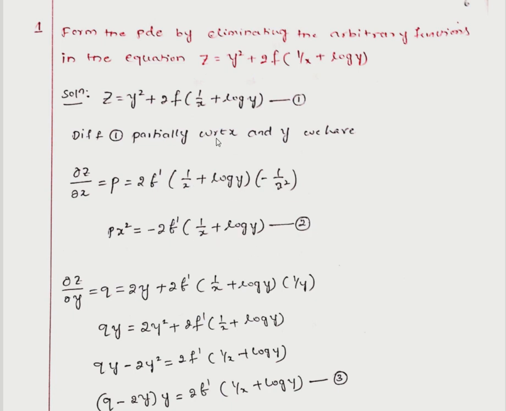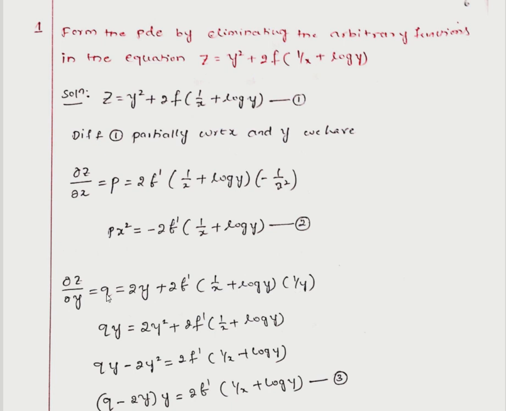Call this equation 2. Similarly, differentiate equation 1 partially with respect to y. Dou z divided by dou y is q. Q is equal to: what is the differentiation of y square with respect to y? That is 2y. 2y plus 2 into f dash of 1 by x plus log y into, by using the chain rule, with respect to y the differentiation of 1 by x is 0, plus the differentiation of log y with respect to y, that is 1 by y.